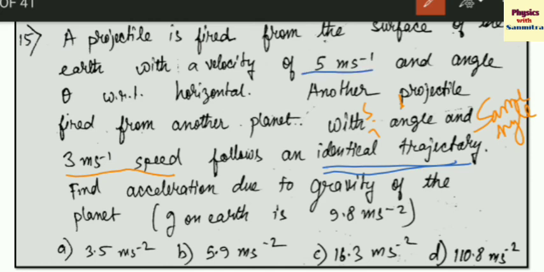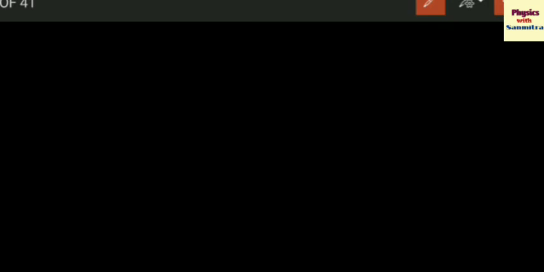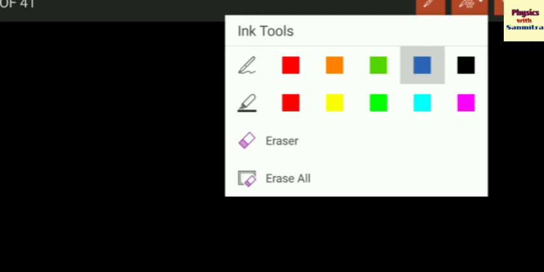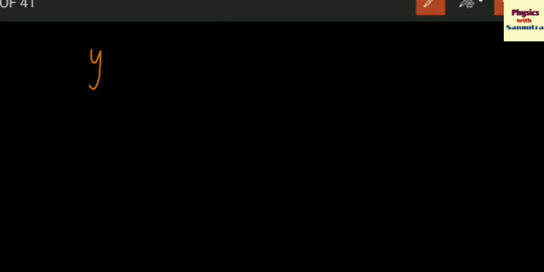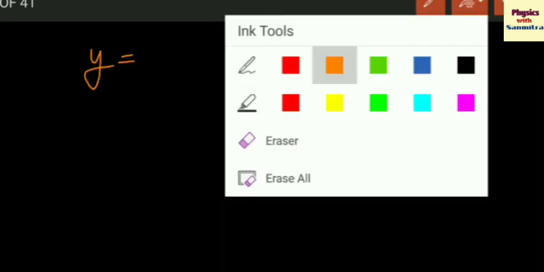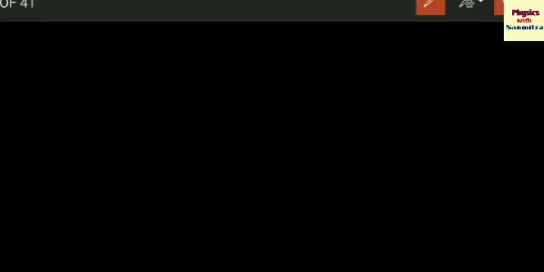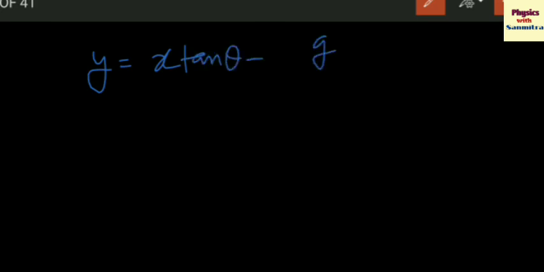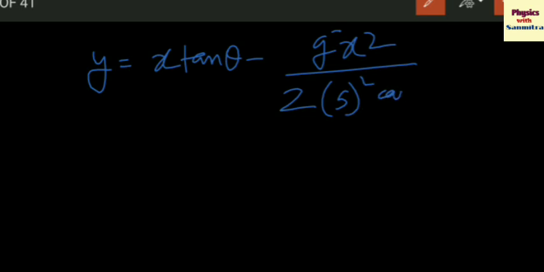See, on Earth the speed was given 5 meter per second, and on another planet it is given 3 meter per second, and the angle is the same. Just see the thing. Both are following the same trajectory. So can I start with the trajectory equation? Let's begin. On Earth, I am showing with blue. y is equal to x tan theta minus g x square by 2 u square cos square theta. u was 5, so 2 into 5 square cos square theta.